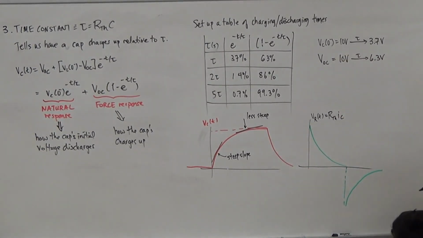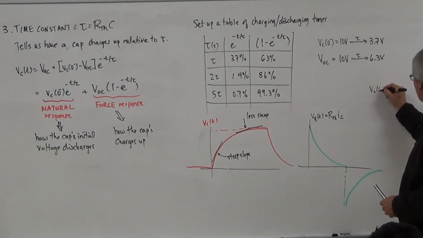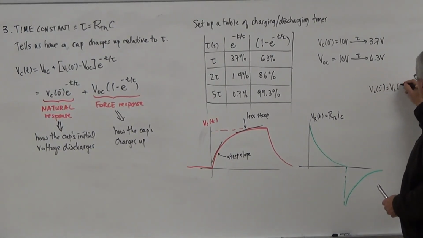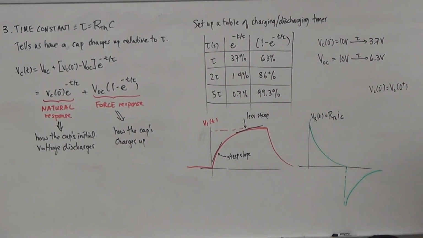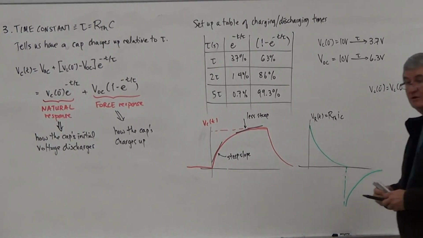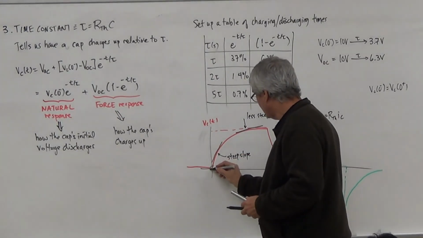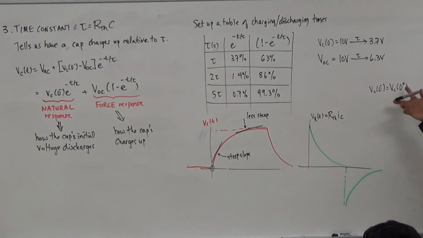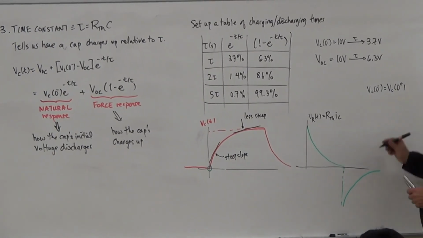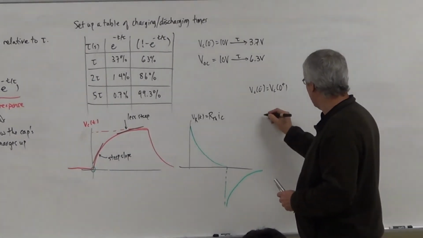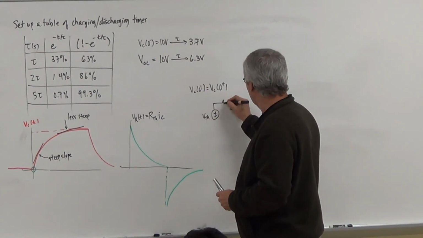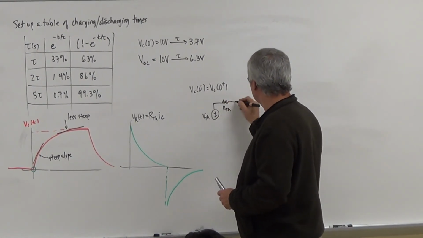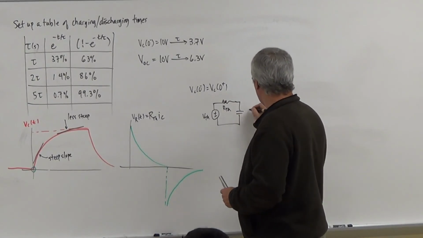Now, remember what we said. VC of 0 minus has to be the same as 0 plus. So when I look at my circuit right here, this guy is continuous at that point, right? Between those 2 points, it's piecewise continuous. When I look at the resistor, if you remember, we have VTH, RTH, and then I have the cap.